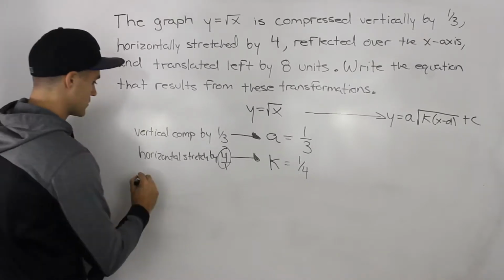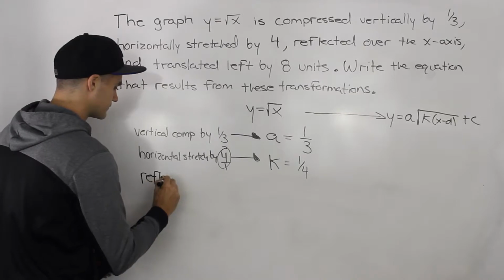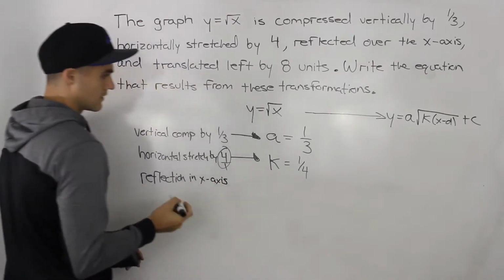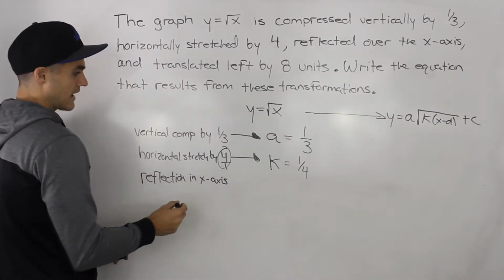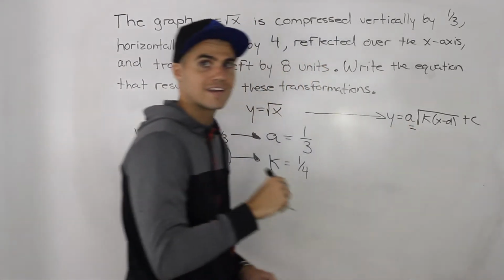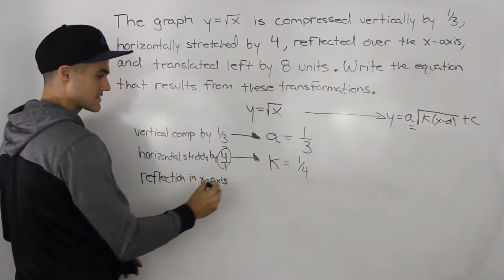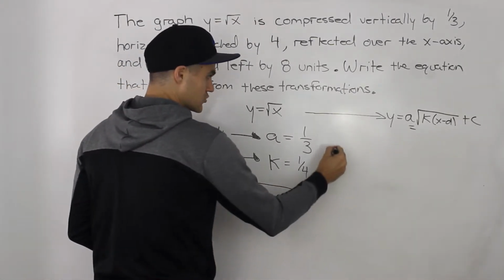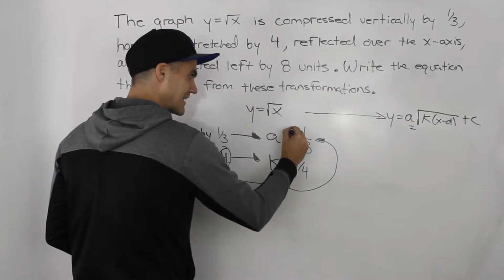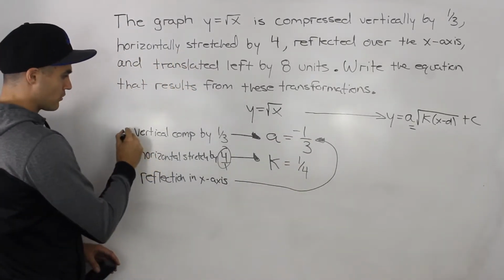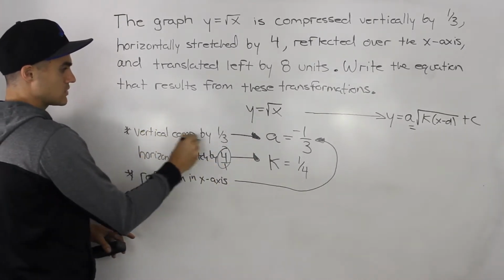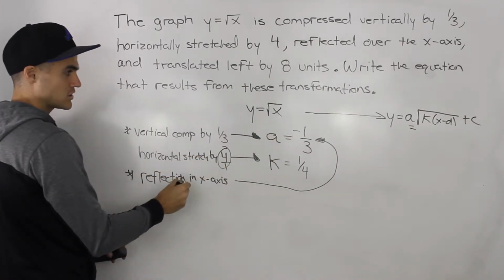Next transformation, we have a reflection in the x-axis. And a reflection in the x-axis affects which transformation value? Well, we know it affects the a value, and it just makes it negative if there's a reflection in the x-axis. So in fact, this transformation is also going to affect this a value of 1 over 3, and it's just going to make it negative. So both this transformation and this transformation affect the a value. This one makes it an a value of 1 over 3, and then this reflection in the x-axis makes that a value negative.